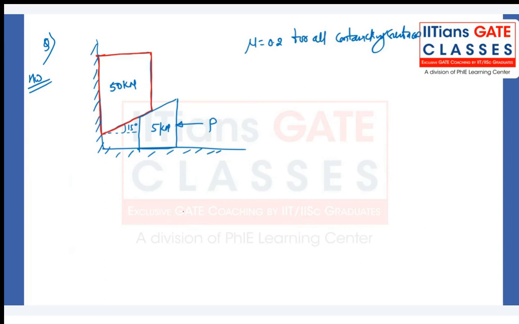Determine force P necessary to cause a tendency of block to move up. So how much amount of force P we have to apply in order to just start moving the block upward? So P is what they are asking. Mu is given as 0.2 for all contacting surfaces. This is your homework question. You try it, and if you face difficulty, feel free to reach out to me. Answer here is 39.53 kilonewton. If you draw the free body diagram, the question is quite easy. It's not that difficult. So write it down, and we will end our session here.